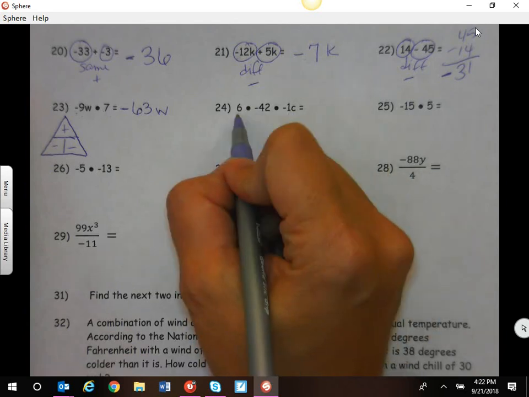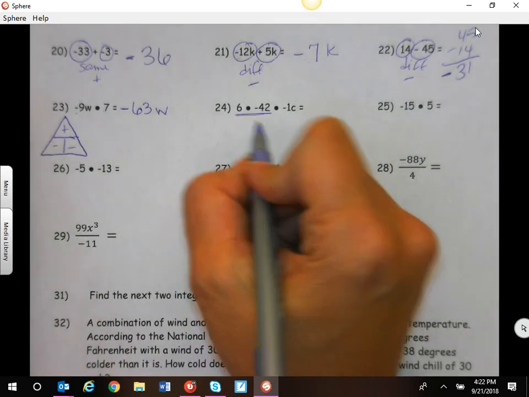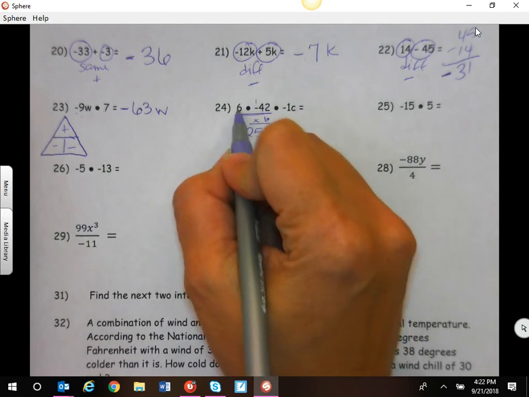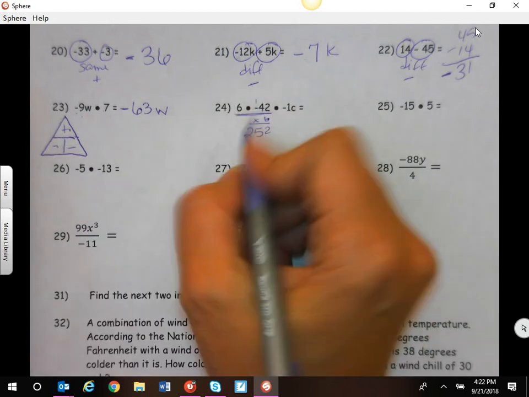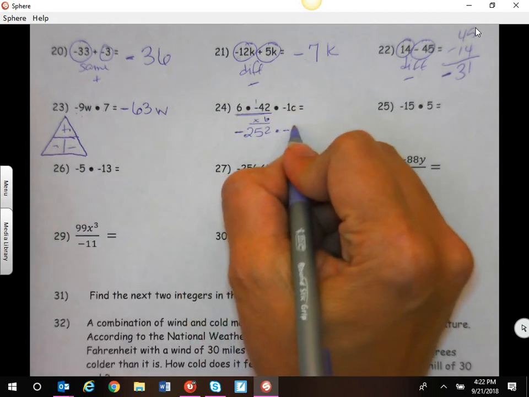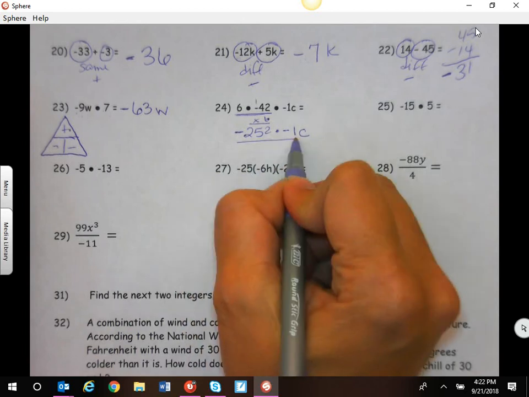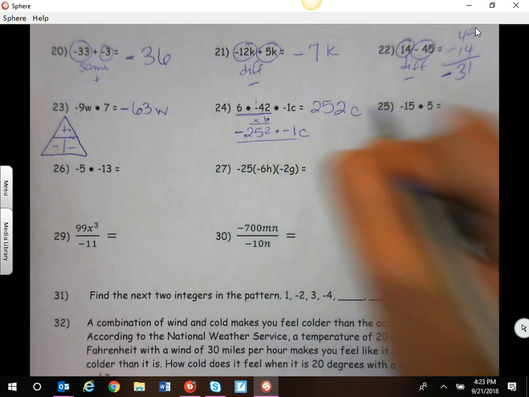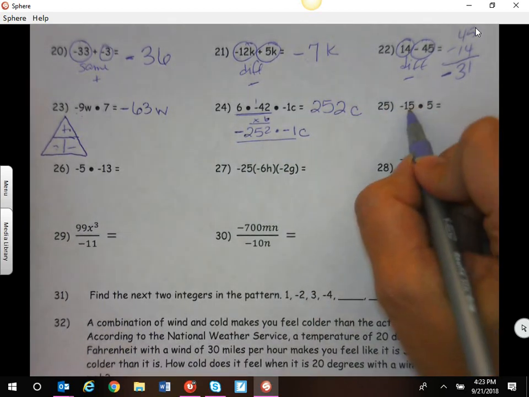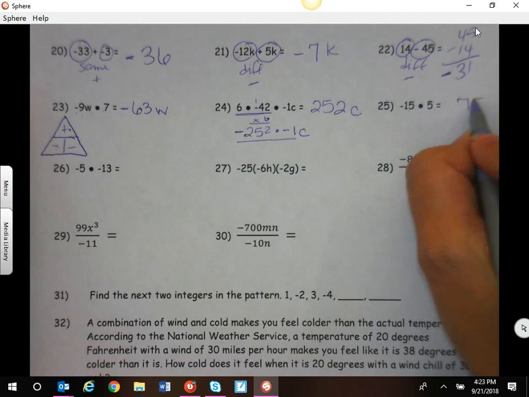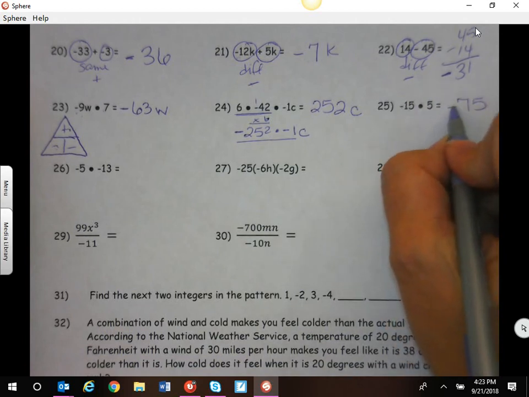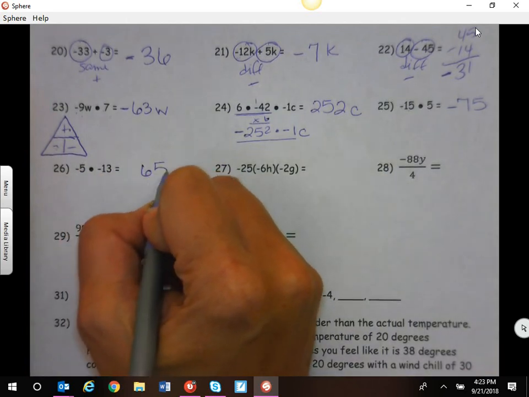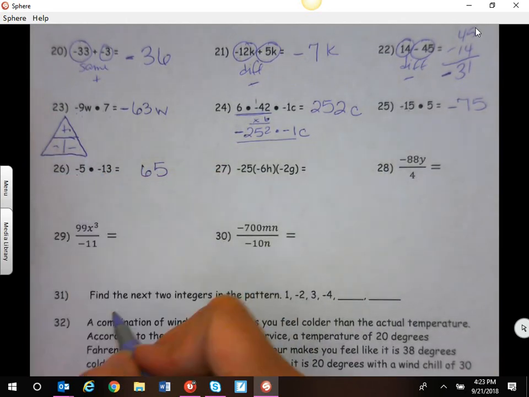Here we have multiple things, so we're going to do 2 at a time. 42 times 6 is 252, and it's a positive times a negative, so again a negative. And we're going to do that times a negative 1c. Well, a negative times a negative is a positive. So positive 252, don't forget the c. 15 times 5 is 75. A negative times a positive is a negative. 5 times 13 is 65. A negative times a negative is a positive.